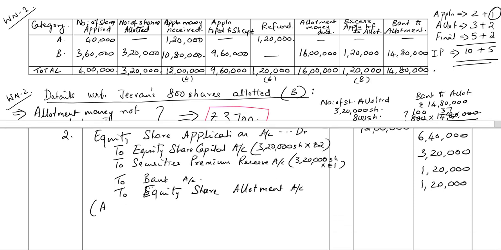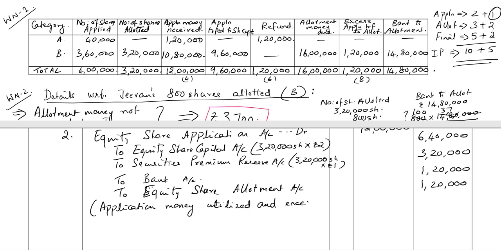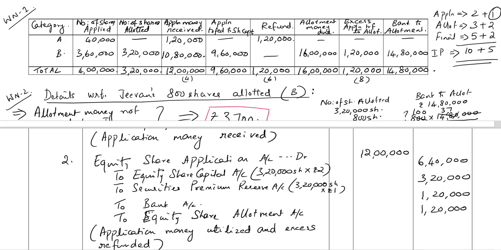Narration: application money utilized and excess refunded. We need to check if the total of the debit is equal to the total of the credit. The total of the credit, 6,40,000 plus 3,20,000 plus 1,20,000 plus another 1,20,000, comes up to 12 lakh rupees.